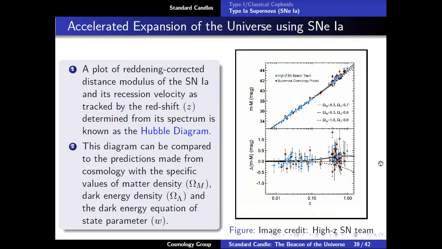Now, the type 1a supernova can also be used to study the accelerated expansion of the universe. A plot of the light-curve corrected distance modulus of the type 1a supernova against its residual velocity, as tracked by the redshift determined from its spectrum, is known as the Hubble diagram. And the diagram can be compared to the predictions made from cosmology with specific values of the matter density, omega m, the dark energy density, omega lambda, and the dark energy equation of state parameter, omega.